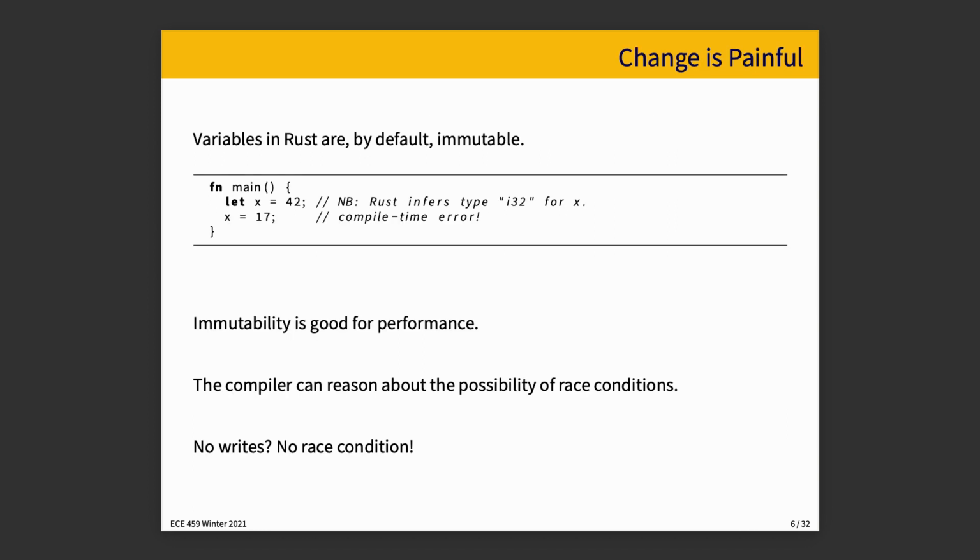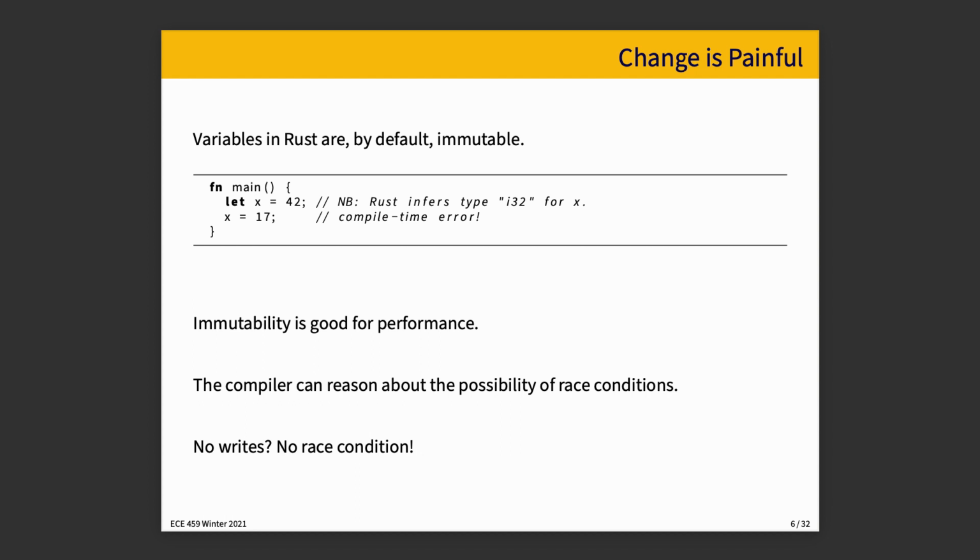Now, change is painful. Variables in Rust are, by default, immutable. This might make you question, wait, why is it called a variable if it doesn't change? But a variable is a concept we're familiar with from a programming language, and variables can change their value, but by default, they are immutable. Immutability is really good in terms of performance. It helps the compiler to reason about whether or not a race condition may exist.